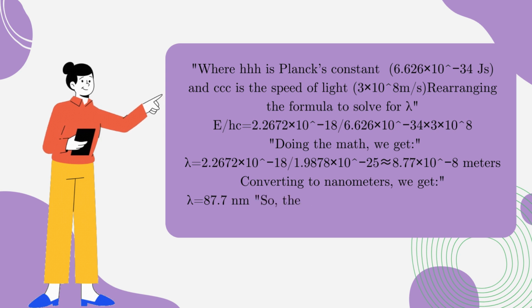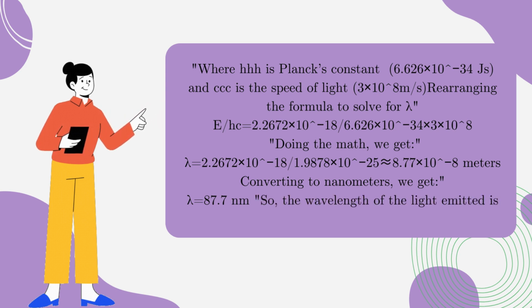Converting to nanometers, we get 87.7 nanometers. So the wavelength of the light emitted is 87.7 nanometers.